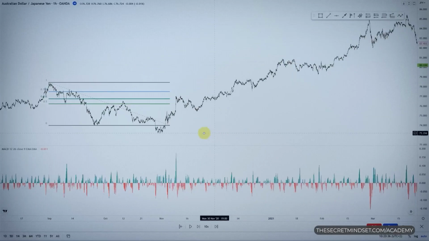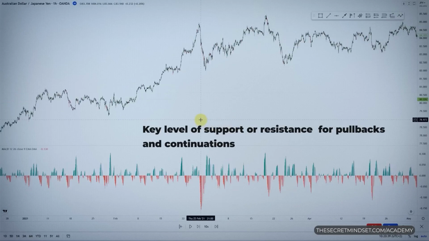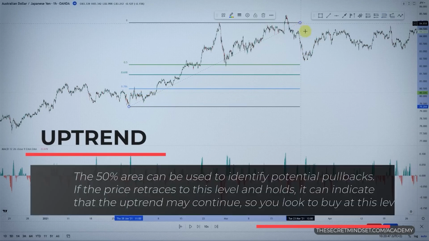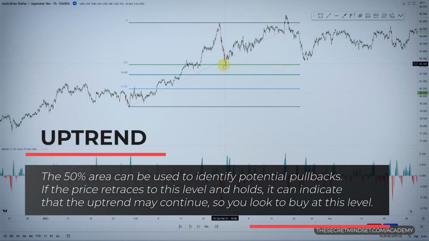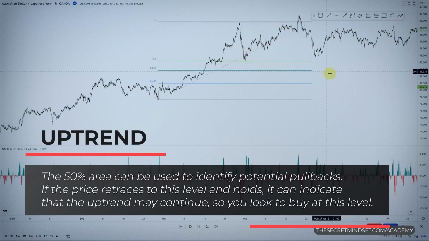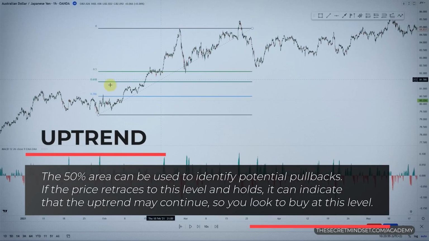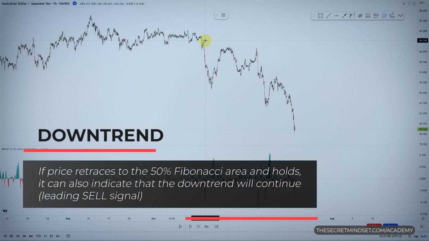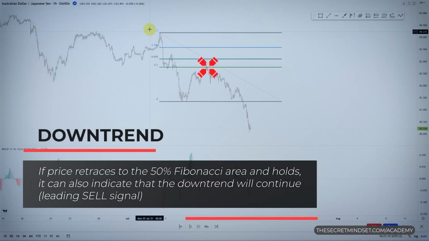The 50% level is very important when it comes to pullbacks and continuations, and often acts as a key level of support or resistance. So when price is in an uptrend, this area can be used to identify potential pullback opportunities. If price retraces to this level and holds, it can indicate that the uptrend may continue. So you look to buy at this level. During a downtrend, if price retraces to this level and again holds, it can also indicate that the downtrend will continue. Again, a leading signal.